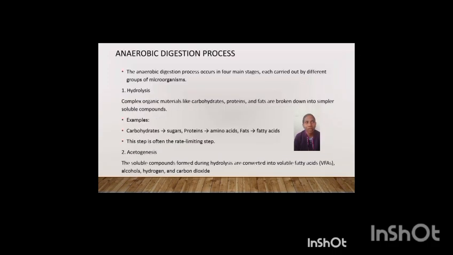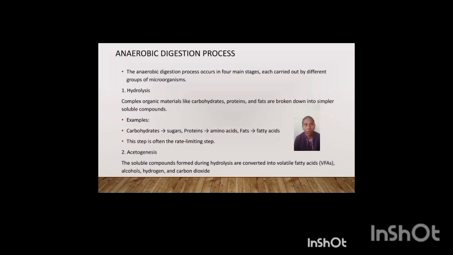The digestion process occurs in four main stages by different groups of microorganisms: hydrolysis, acidogenesis, acetogenesis and methanogenesis. Hydrolysis is the breakdown of complex organic materials like carbohydrates, proteins and fats into simple soluble compounds. For example, carbohydrates become sugars, proteins become amino acids, and fats become fatty acids. This step is often the rate limiting step.